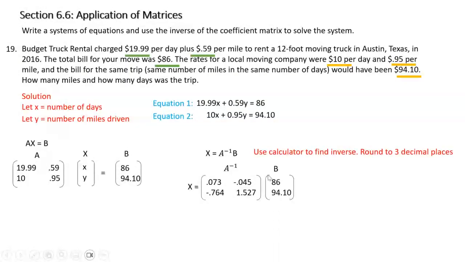And then if I multiply it times matrix B, this will be the result, 2 and 78, which means 2 days and 78 miles. That's how long the trip took, 2 days and 78 miles. Again, guys, all this can be done in the calculator. That's what I used here. Just follow the steps that I show you on the slide where it shows how to use the calculator, and you can get it done faster.